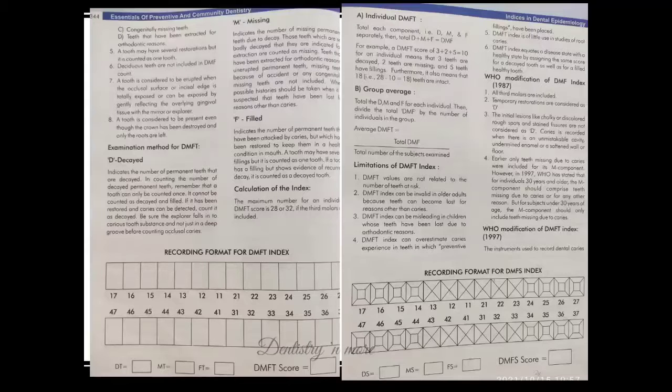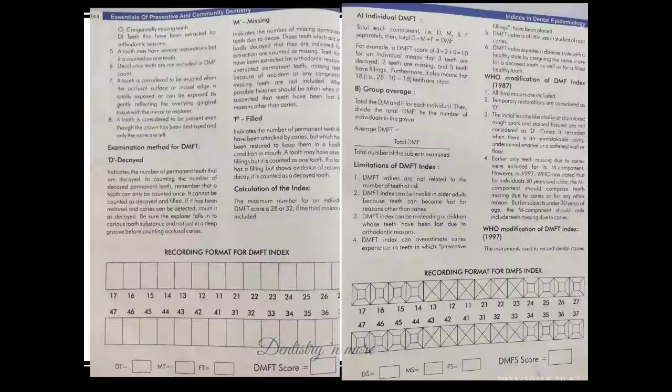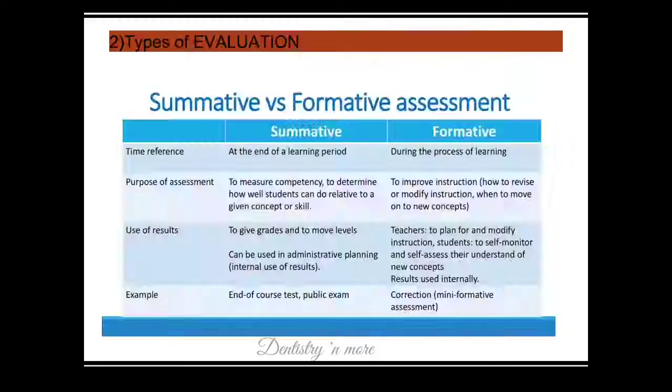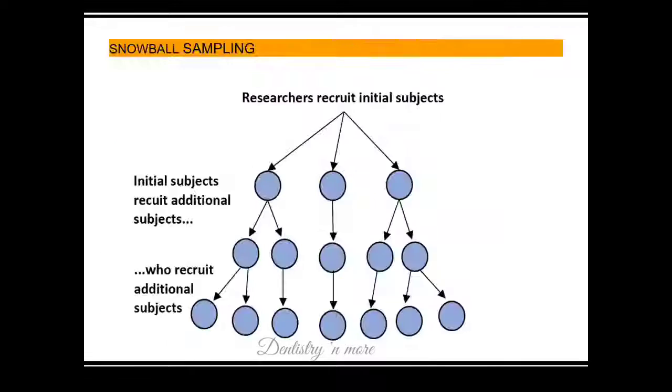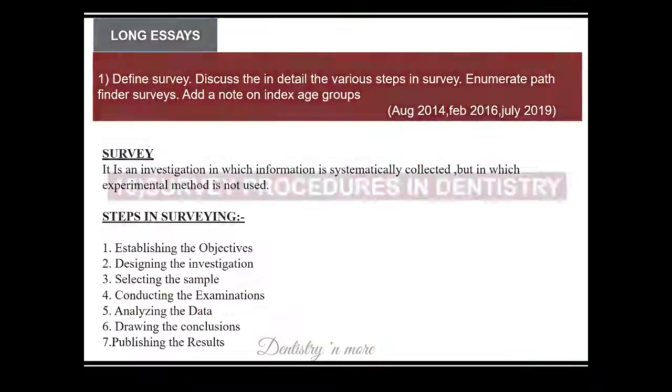There might be a question on Dean's fluorosis index that we already saw in our fluoride chapter. So that was all about this session. This was about indices, survey procedure, planning and evaluation, and the first 2 chapters, that is ART, pit and fissure sealants, and PRR.